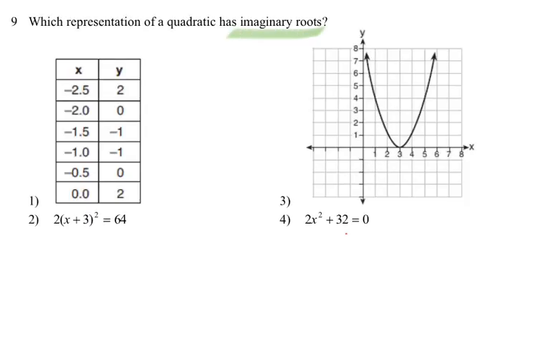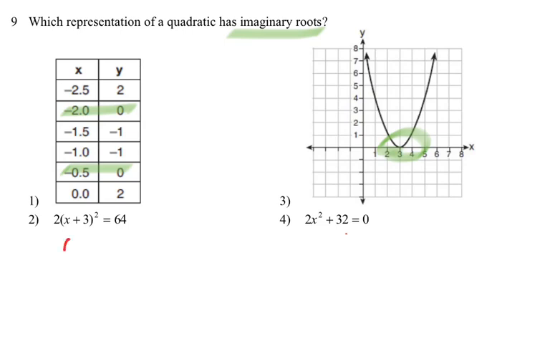All right. Which representation has an imaginary root? Imaginary root is essentially when you take the square root of negative numbers. Now, for the first choice, when y is equal to 0, we do actually have x values. They're negative, but not the square root of a negative number, meaning it's not imaginary. So the first one has a real root. The third choice has a real root of 3 because that's the intersection with the x-axis.